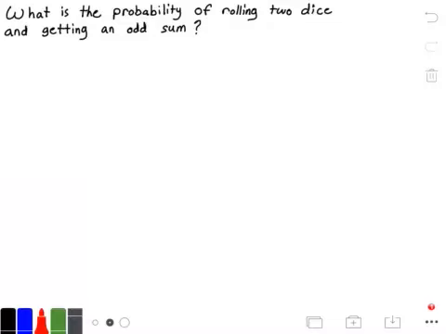So here we want to know what is the probability of rolling two dice and getting an odd sum. Of course, here we assume that our die is six-sided. That means that we have three even values, 2, 4, and 6, and three odd values, 1, 3, and 5. So I'm going to put a little note here that we're going to need for our proof.